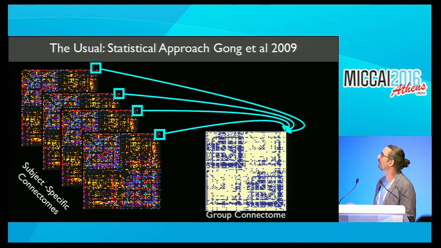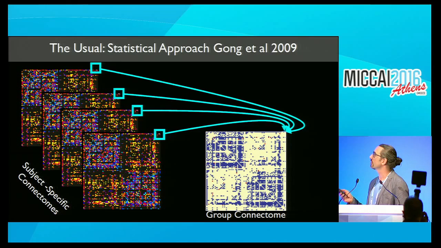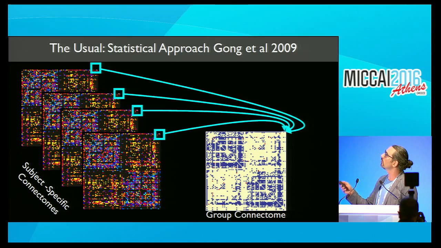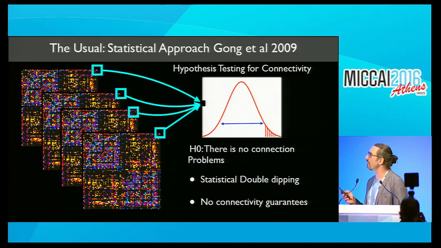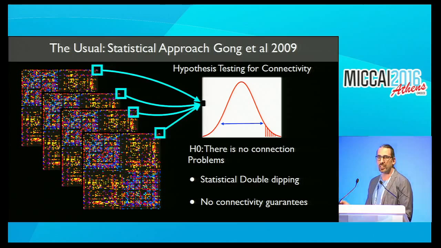Usually this is done statistically. This paper was published in 2009 and has been the gold standard for many of the cognitive studies. And what they do to determine if one of the nodes is actually on the binary connectome is hypothesis testing. For each one of the nodes in the matrix, they have the hypothesis that there's no connection whatsoever. And basically, they reject this hypothesis by doing just a t-test for non-zero mean on any of the measures of connectivity that you might pick.